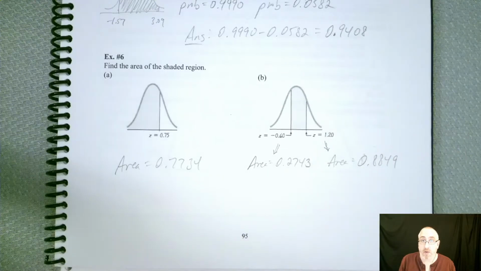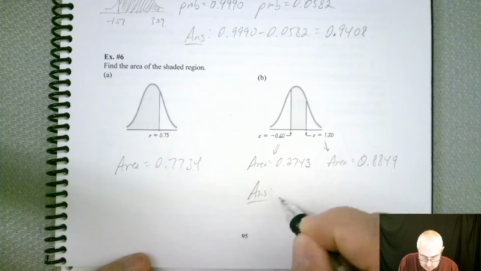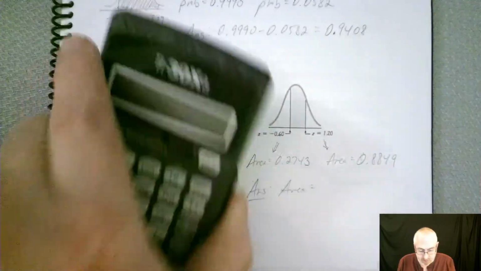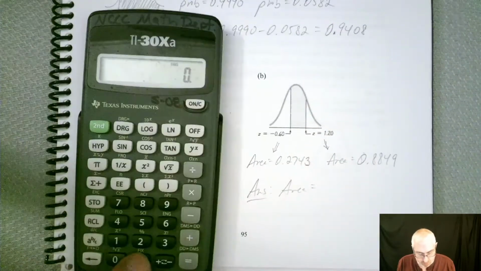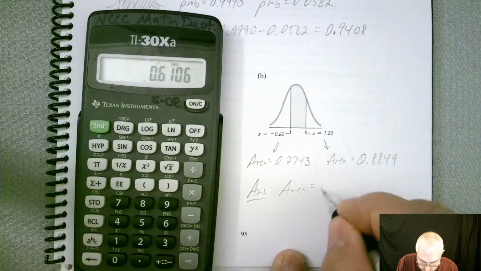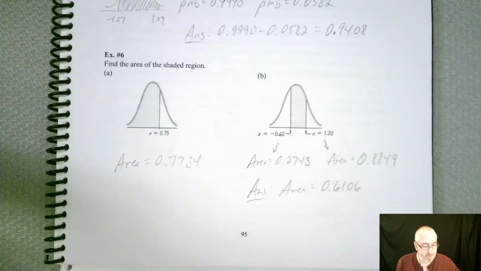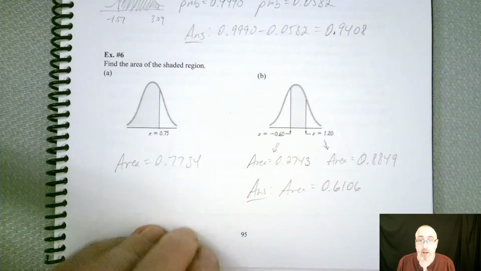All right, so we found the individual areas, and now the last thing we should do is subtract. So the overall answer: 0.8849 minus 0.2743 equals 0.6106. And that's it. So nice and quick.